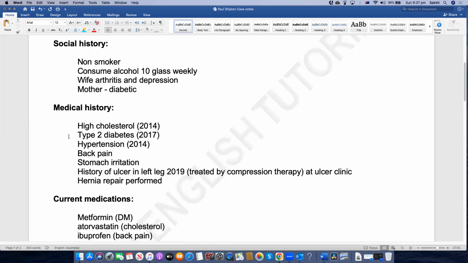High cholesterol in 2014, and then type 2 diabetes 2017, hypertension 2014, back pain, stomach irritation, history of ulcer, left leg 2019, and then treated by compression therapy at ulcer clinic, hernia repair performed. So we have got all this information under the medical history itself. The patient has been suffering from several issues here.